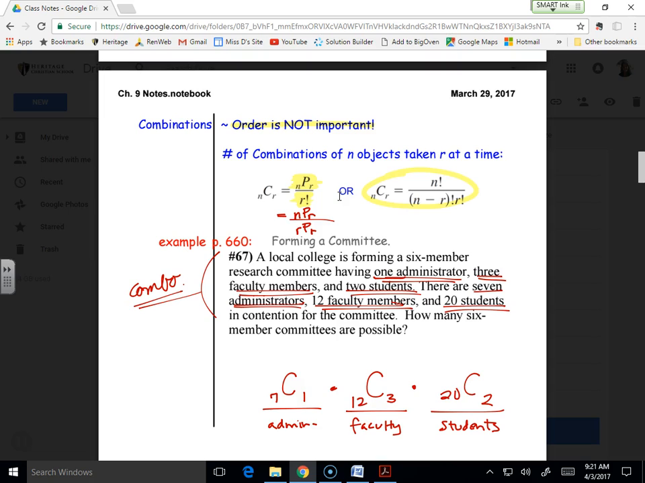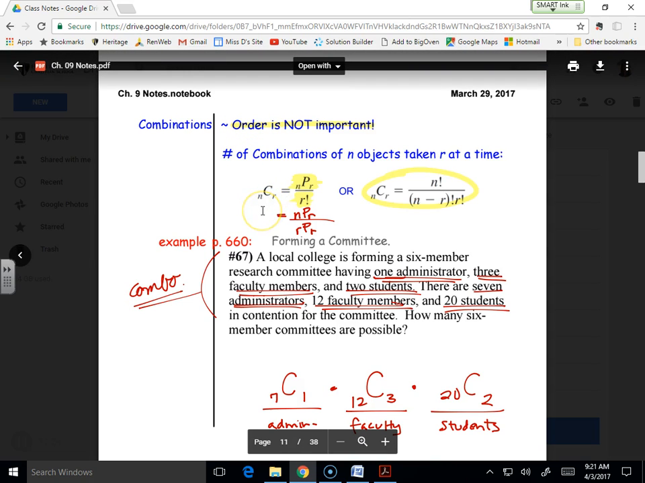So if there are presidents, vice presidents, and all that jazz, I would say permutation. But if it's just a normal committee, like a group of things, or a combo pizza, we'd use combination. Order is not important.